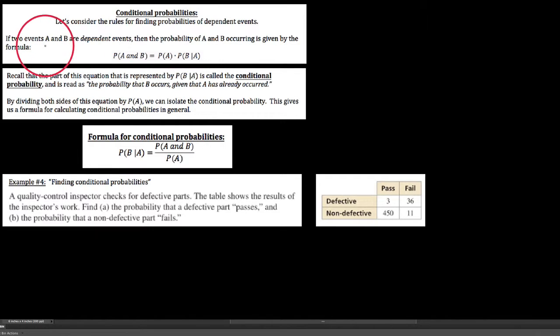We say that if two events A and B are dependent events, then the probability of A and B occurring is given by the formula P(A and B), or the probability of A and B occurring. We can see that it's just the product of these two probabilities here: probability of A times probability of B. But as we recall, this probability right here is referred to as a conditional probability, because it's saying that if these are dependent events, then the fact that A occurred is going to affect how B comes out.